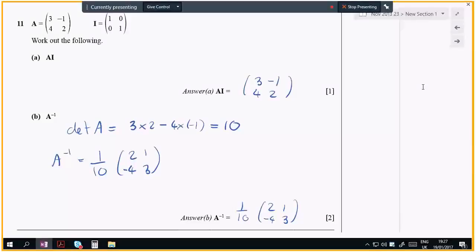For your answer, you can, if you want, push the 1/10 inside. So it's not incorrect to write that as 2 over 10, 1 over 10, minus 4 over 10, and 3 over 10. Although this is probably neater.